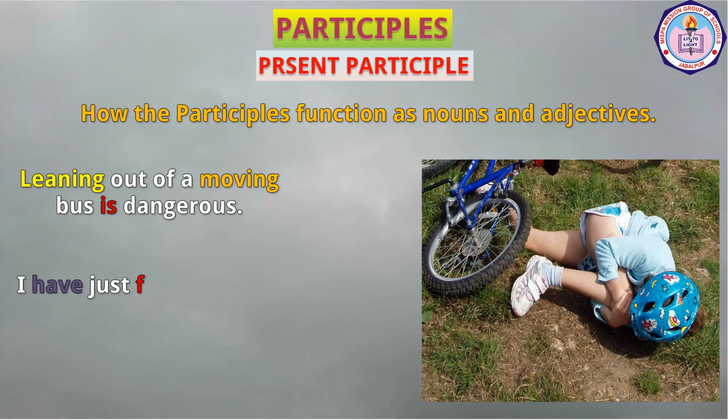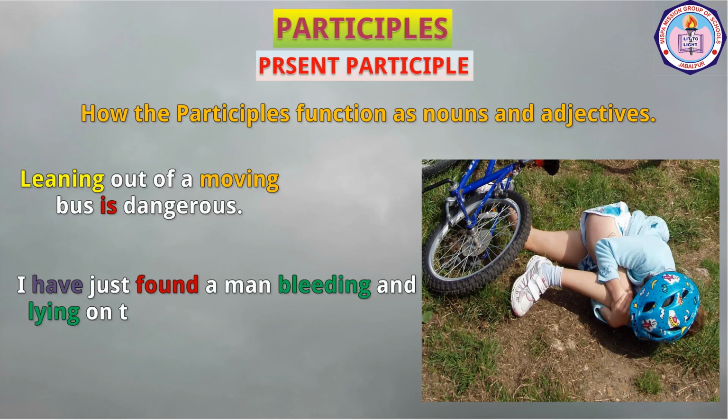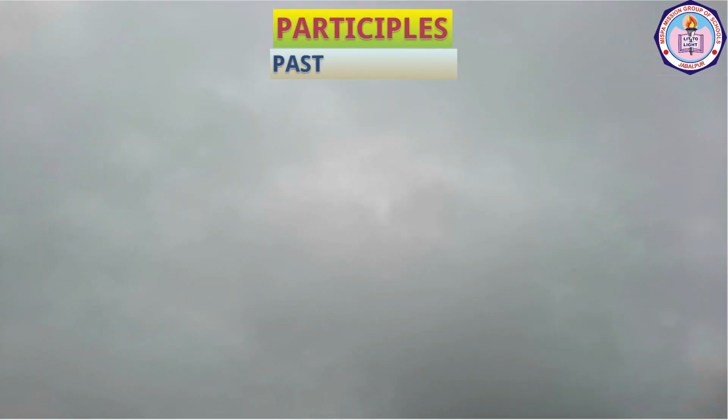I have just found a man bleeding and lying on the road after an accident. Here, bleeding and lying are the present participles and thus non-finite verbs. Found is also a non-finite verb. It is in past participle form. Have is the finite verb. Now, let us discuss past participle forms of non-finite verbs.